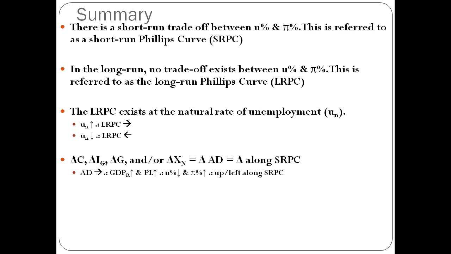If aggregate demand shifts to the right, that's going to imply that real GDP is going to go up, price level is going to go up, which implies that the unemployment rate goes down and the inflation rate goes up, and that is going to move you along the short-run Phillips curve up and to the left. And then if we have a drop in aggregate demand, that's going to imply that real GDP is going to fall, price level falls, which implies that the unemployment rate goes up and the inflation rate goes down. And that is going to imply a down right shift along the short run Phillips curve.